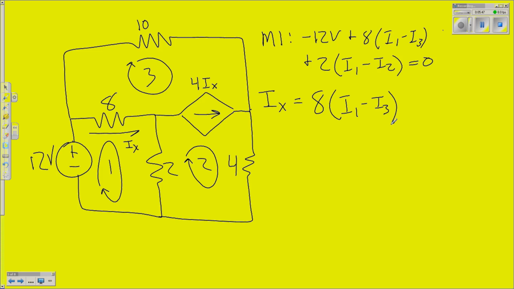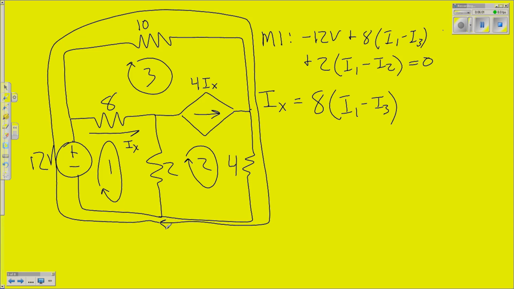Now we need a third. We've got 3 unknowns here, right? 3 meshes. Well, that's where the super mesh comes in. So we draw another super mesh all the way around. In this case, our super mesh will start at the 12 volt source with a negative 12. Come up and around, go to that 10 ohm resistor. And in this case, we have I3 minus I1. Oh, never mind. What am I thinking? Just I3. Come down the other side, we get to mesh 2. We have 4 ohms times I2, and we're back at the source. So this completes our equation.